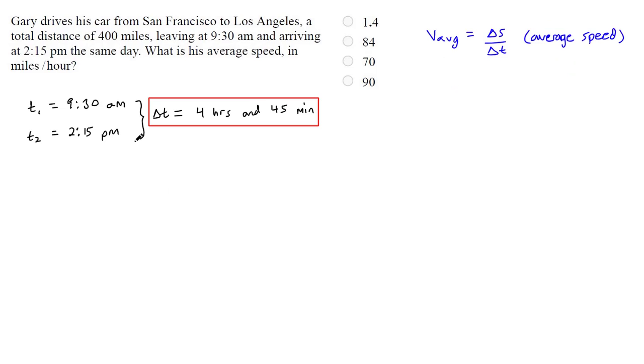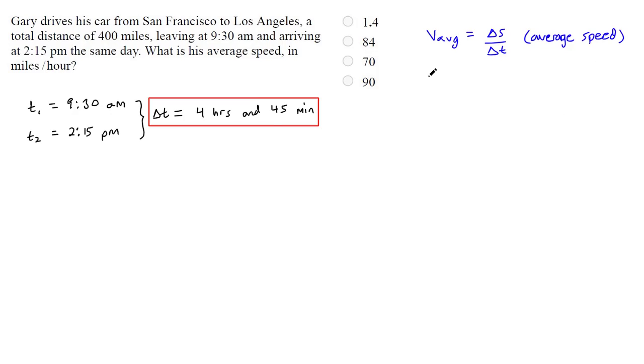Okay, so the next problem we have here, it says Gary drives his car from San Francisco to Los Angeles, a total distance of 400 miles, leaving at 9:30 a.m. and arriving at 2:15 p.m. the same day. What is his average speed in miles per hour?